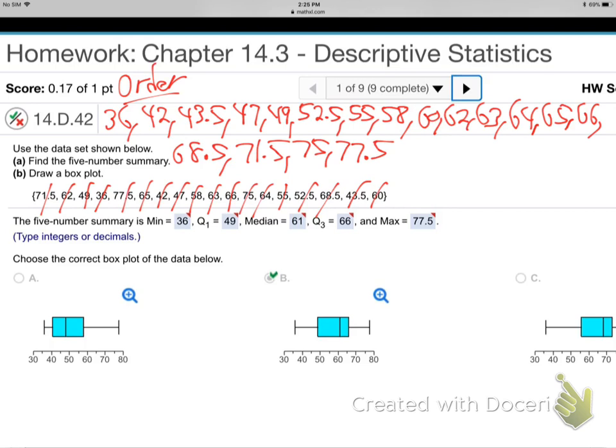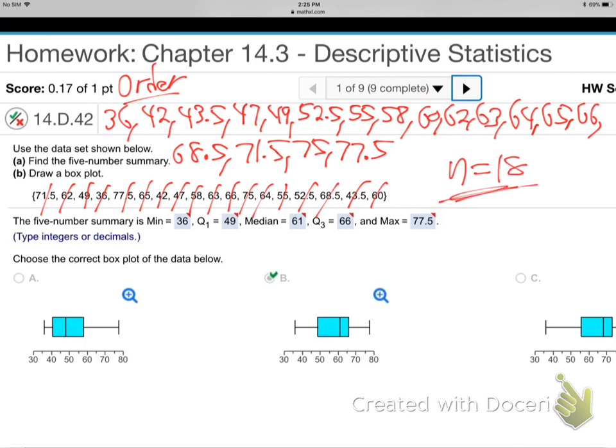Let's double check though. I would count them just to be sure if it was my test and I wanted to get a good grade. 1, 2, 3, up to 18. Looks good. 18 numbers, I got them all. N is 18. Now they're up there from lowest to highest. So now I'm ready to answer some questions.